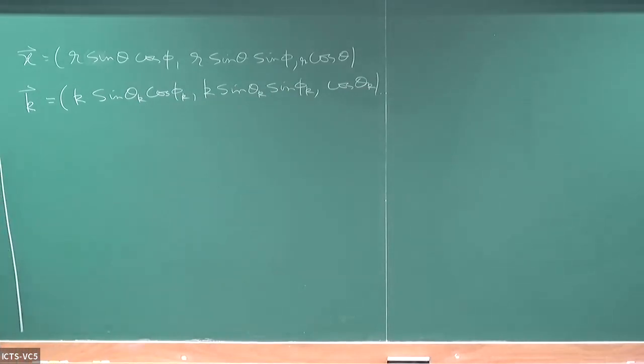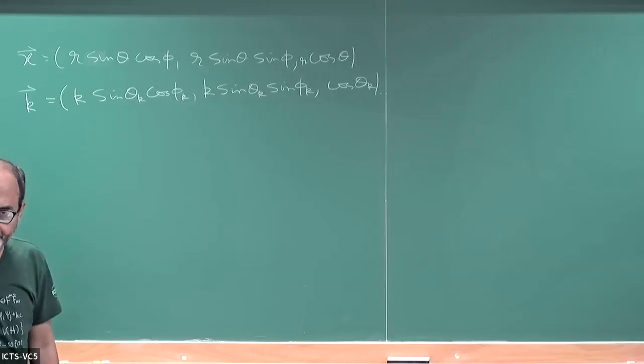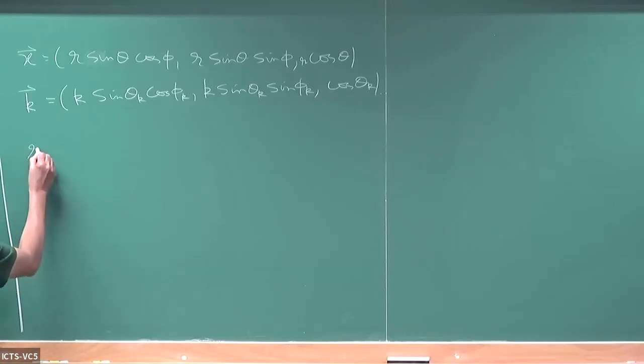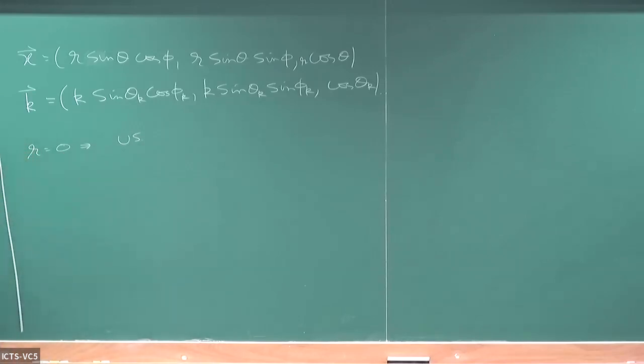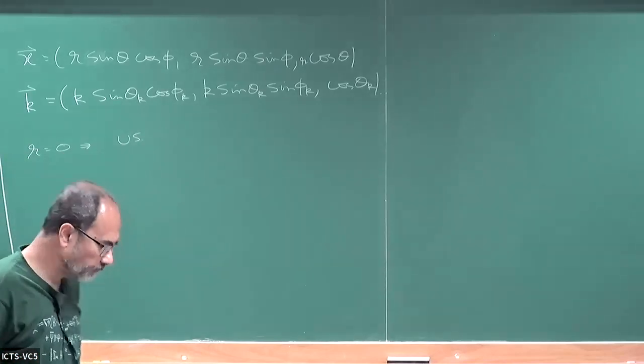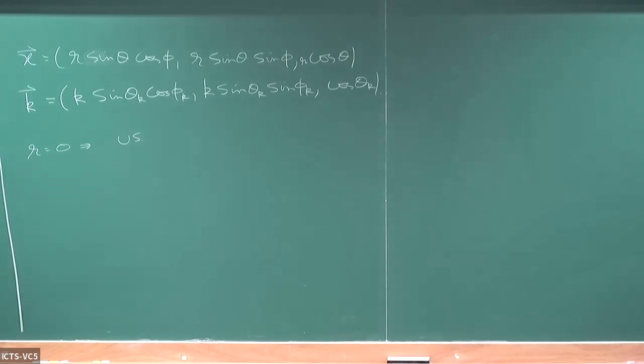This theta k, phi k are independent variables compared to theta, phi. So in other words, what we are doing here is transforming both x and k into spherical polar coordinates. And I should say that the origin, r equal to 0, is ours. That's the one that is relevant for us. So the idea is that we want to construct chi of r, theta, phi starting from this chi of x.